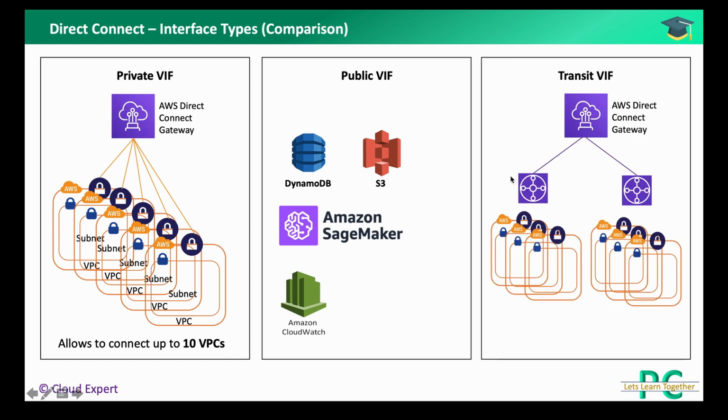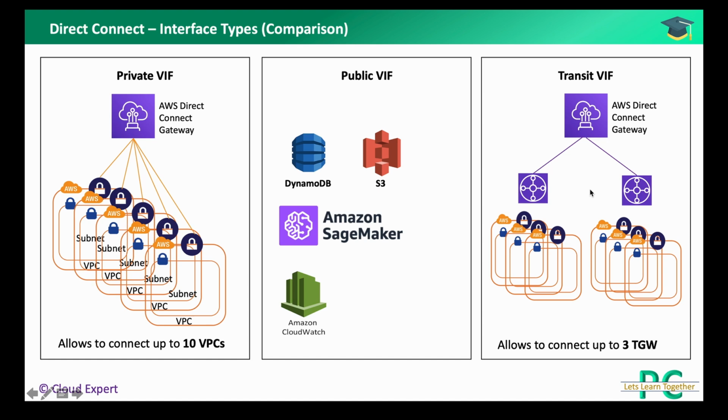And the third type is transit VIF. With a transit VIF, if you want to connect VPCs in two different regions, or if you want to connect more than 10 VPCs, in that case, it is better to use a transit gateway. But one point to remember here: in this architecture topology, you have to consider the cost of the transit gateway. One Direct Connect gateway can connect up to 3 transit gateways.